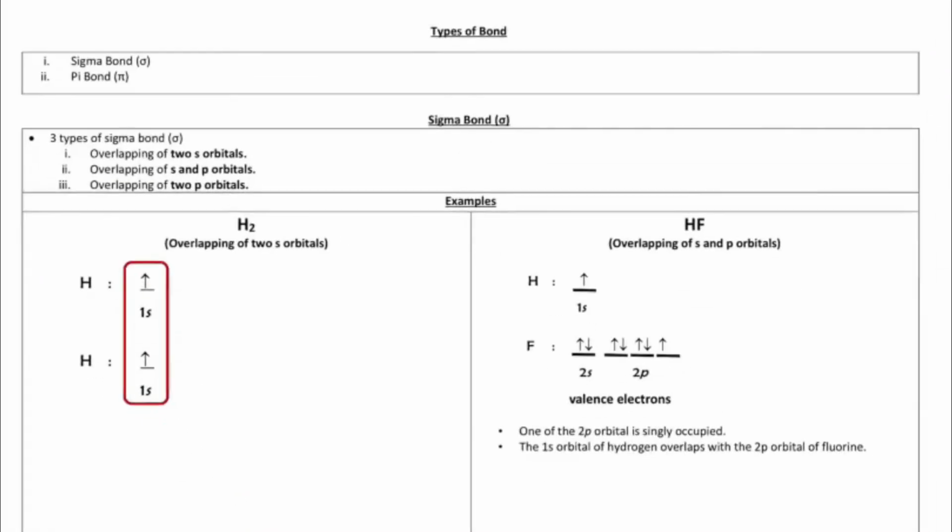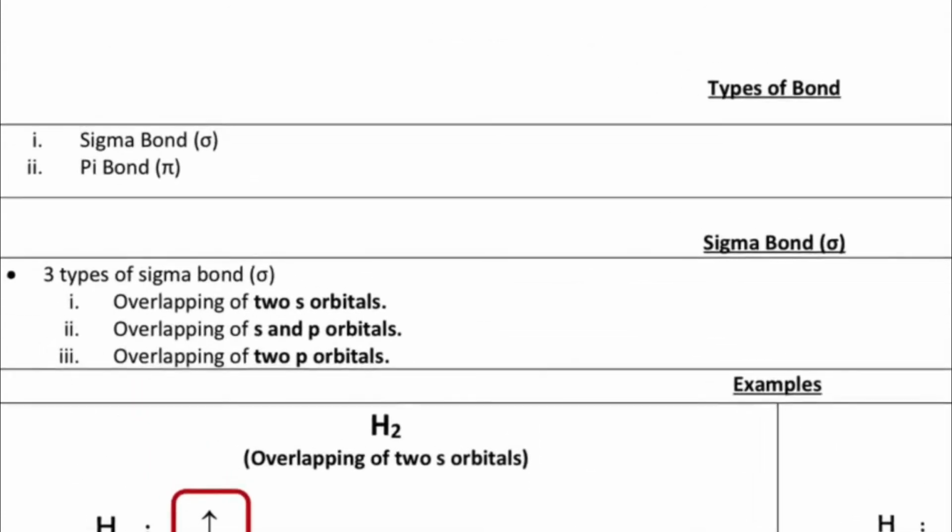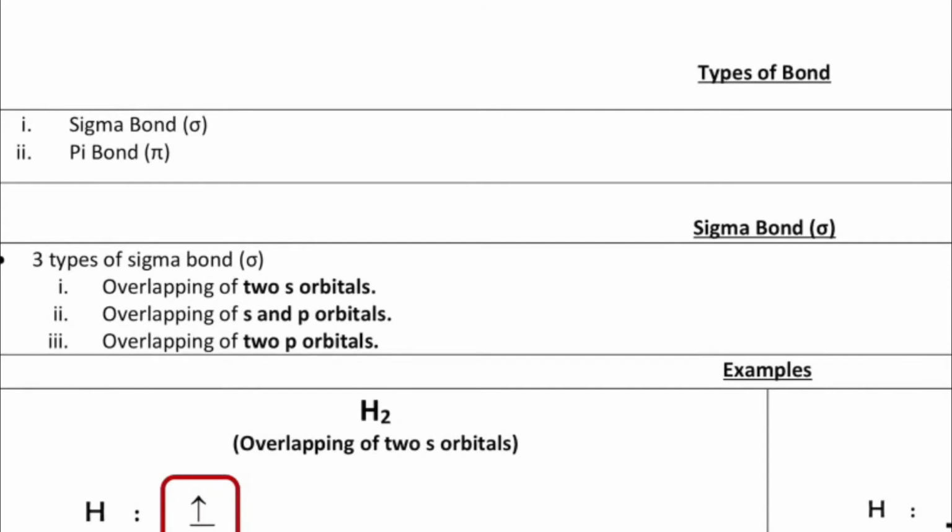Next, let us move to types of bond. So there are two types of bond. So there is a sigma bond and pi bond. Okay, so ada sigma bond, ada pi bond. Okay, so ini kalau siapa yang tak pernah dengar, so saya nak cakap sini lah. Okay, so kita dah belajar banyak bonding. Contoh, kalau C single bond C, okay, so ini adalah single bond. So bonding yang dekat tengah ni, ini adalah sigma bond. Okay, saya just buat simbol je lah sigma bond.